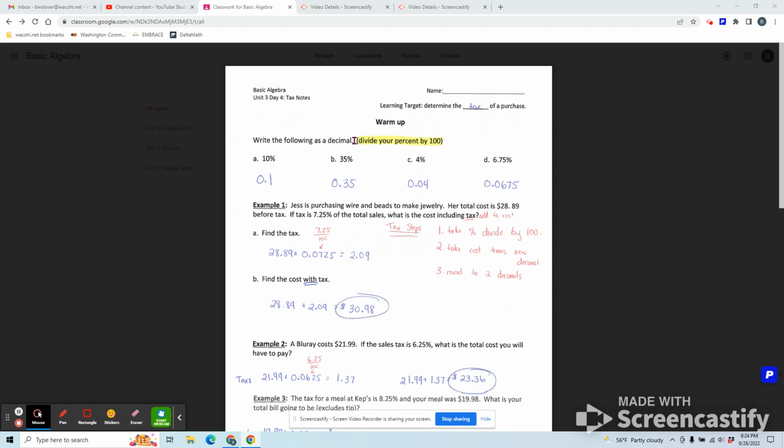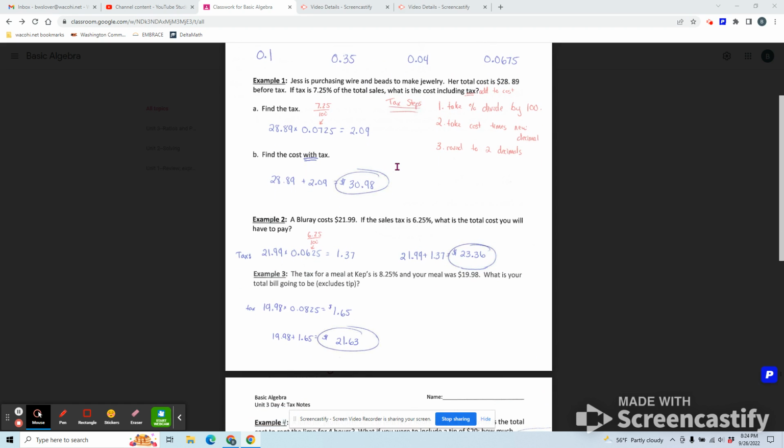And I'm giving you a hint. It says to divide your percent by 100. So for all of these, I'm literally taking this number and putting it into my calculator and dividing it by 100. Yes, there are ways to do this without using your calculator. We're just going to make it nice and easy and say just divide your percent by 100. You're not actually going to put your percent into the calculator. You're just taking the number. So 10 or 35 or 4 or 6.75.